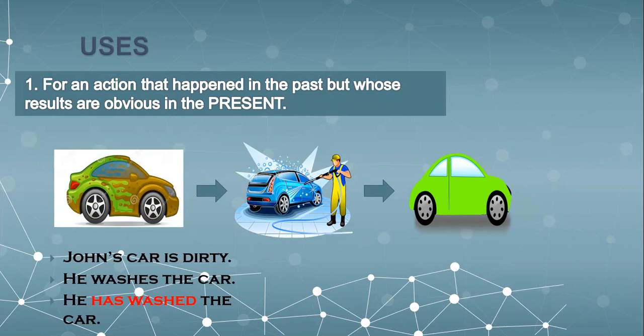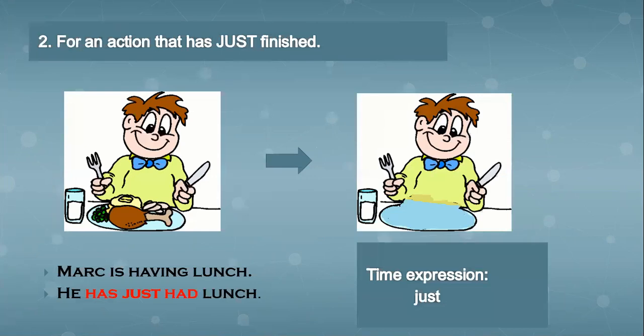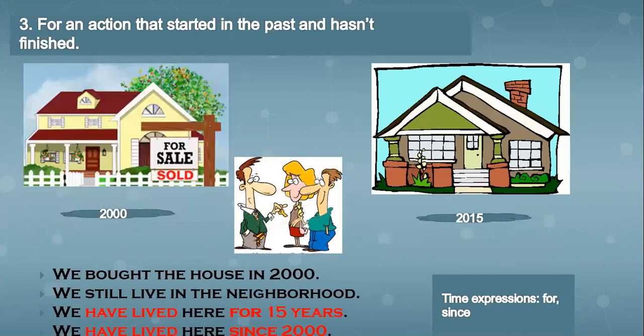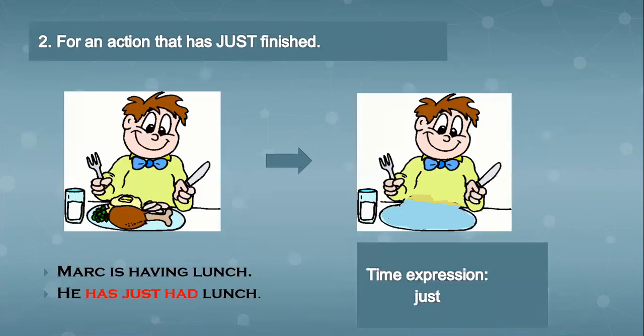Let's look at another use that still connects the past with the present. We can see here that this person is eating, right? It's his lunch in front of him. But in the second picture, the lunch has disappeared. So he has finished it. So what is the second use? For an action that has just finished.